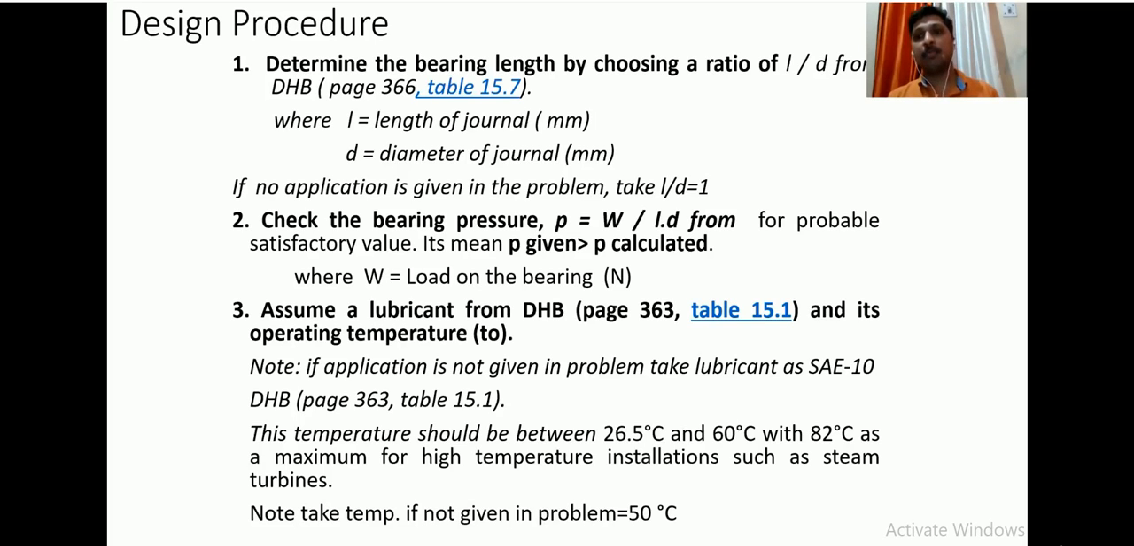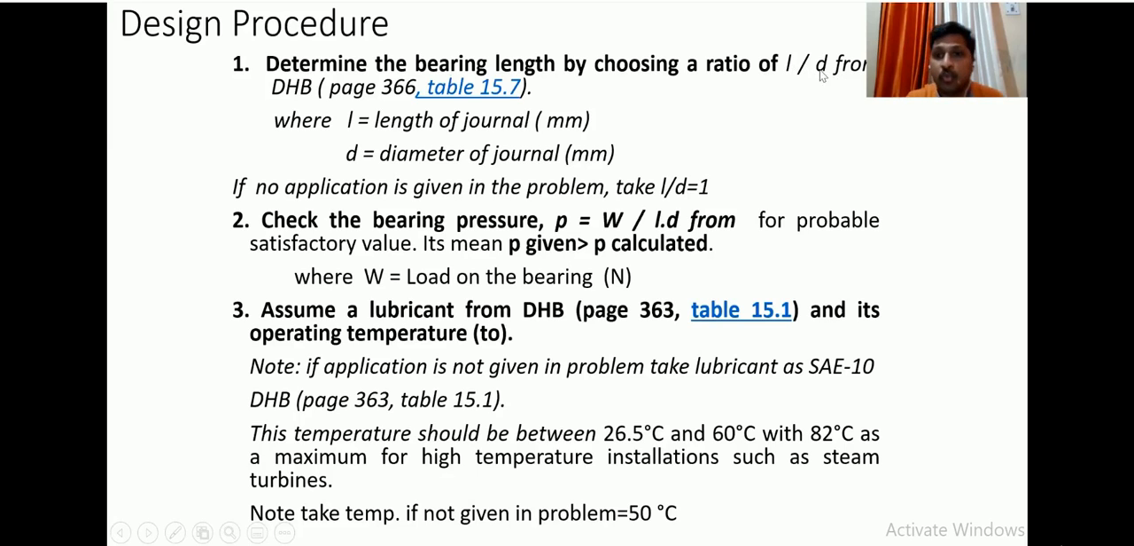Sometimes in the design problem the application is also known, and in industrial bearing design the application is always known. But when we do a design problem in academics, sometimes the application is not known. So the first step is to find out the dimensions of the bearing. What we do is determine the L by D ratio. L is the length of the bearing, and D is the diameter of the journal. So this ratio is called the L by D ratio.